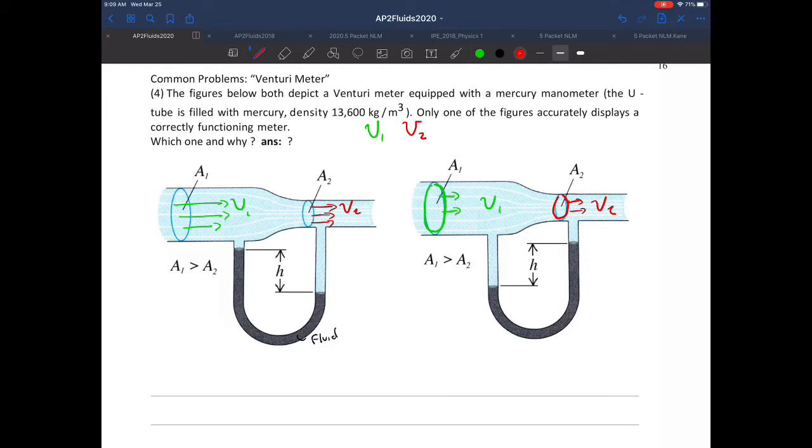Then I'd like us to think about the pressure in each one of these locations. The pressure in this part of the container won't be the same as this part of the container. So I'd like you to compare our P1s and P2s.